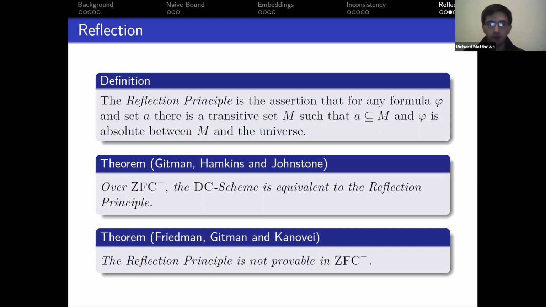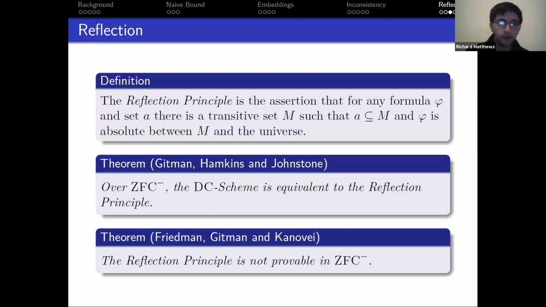And to get from DC implies reflection, well, because I'm using collection, I really only care about existential statements, and then this is just an omega sequence of picking an existential witness, which is what you need to do to build my transitive set N. So this is why I only need dependent choice rather than any stronger version. It's proven in a paper by Freeman, Gibbon, and Kenobi that the reflection principle is not provable in ZFC without power set. So this is a strictly stronger theory.